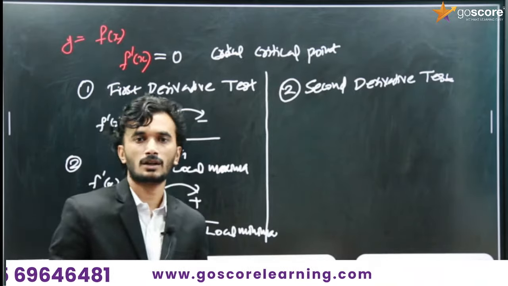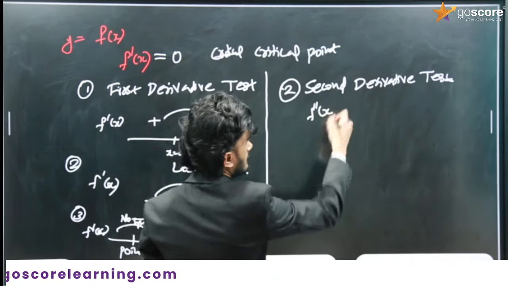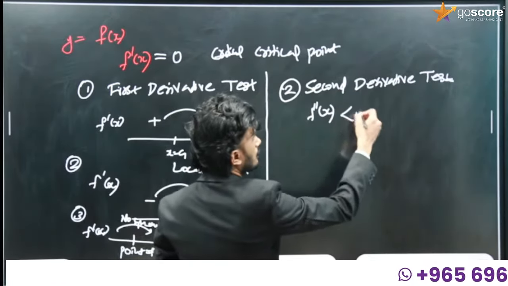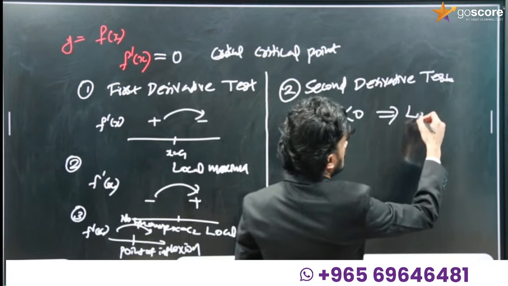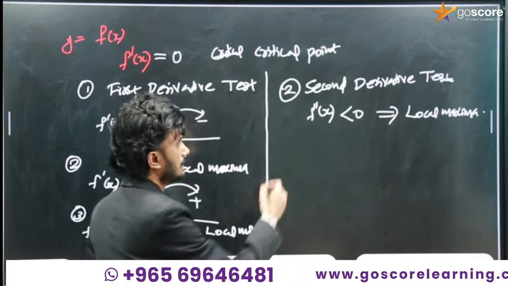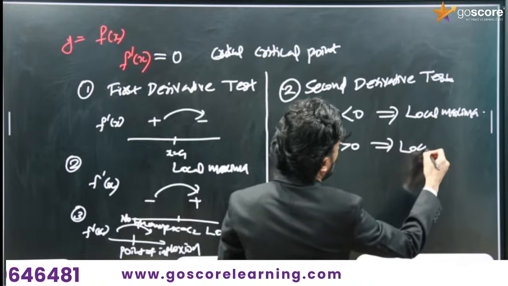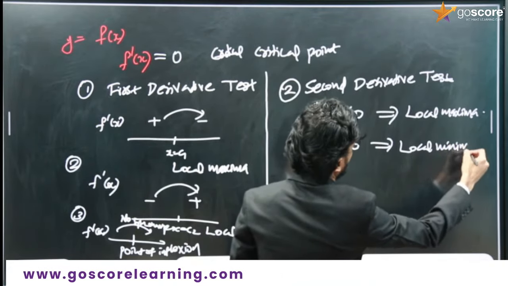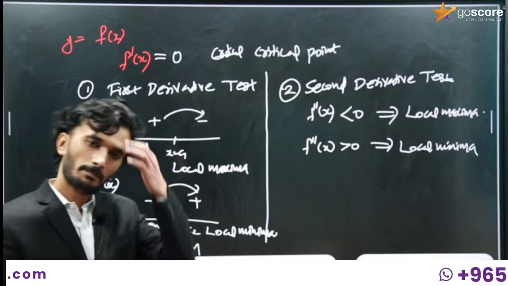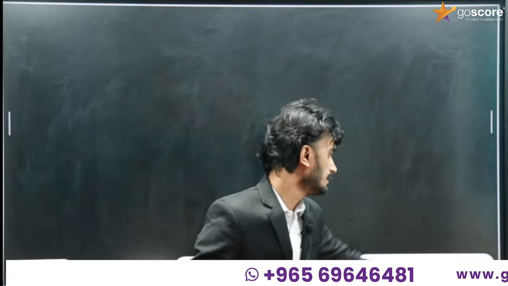Okay. Then what is the second order derivative test? In the second order derivative test, we will find f double dash of x. After finding f dash of x, we will find f double dash of x. If f double dash of x is less than 0, it is local maximum. Then if f double dash of x is greater than 0, it is local minima. So this is the basic concept. So we will discuss all the questions.